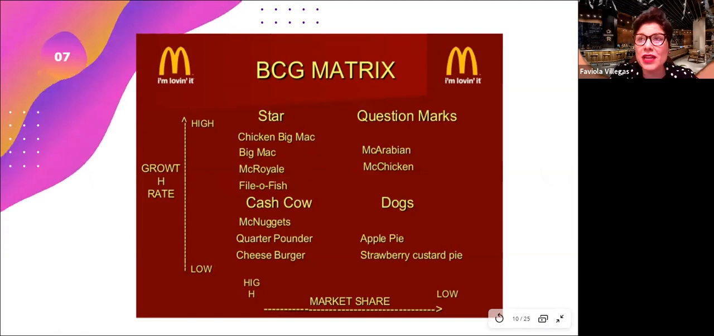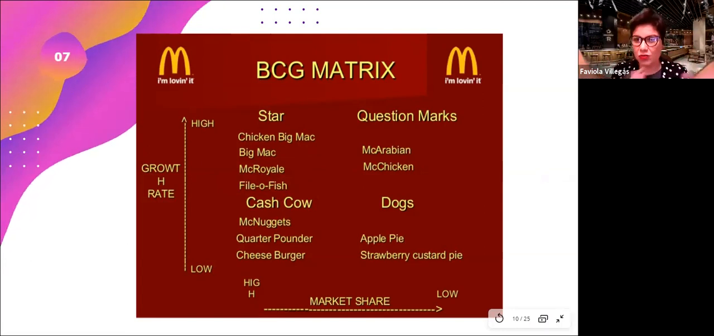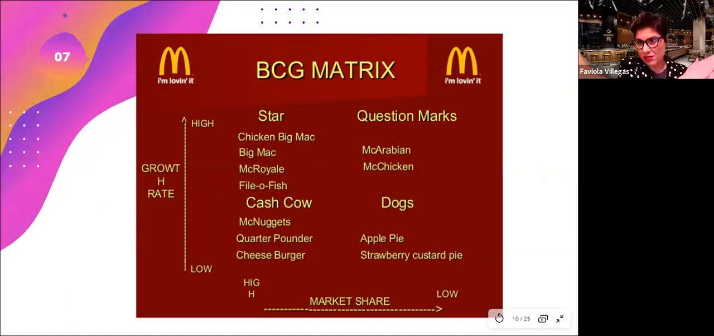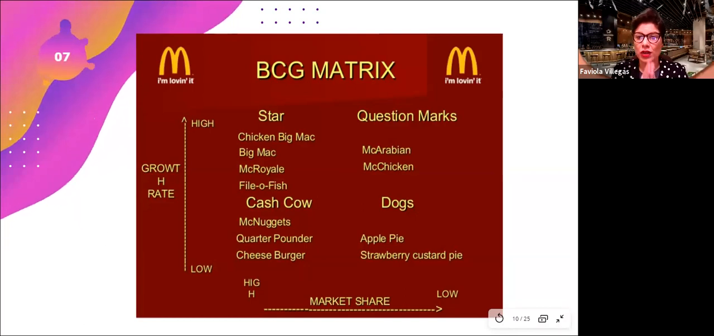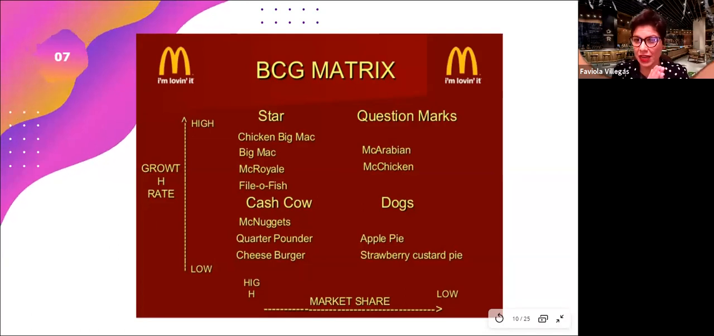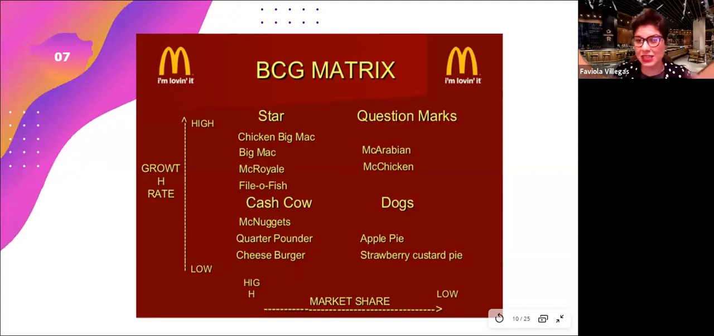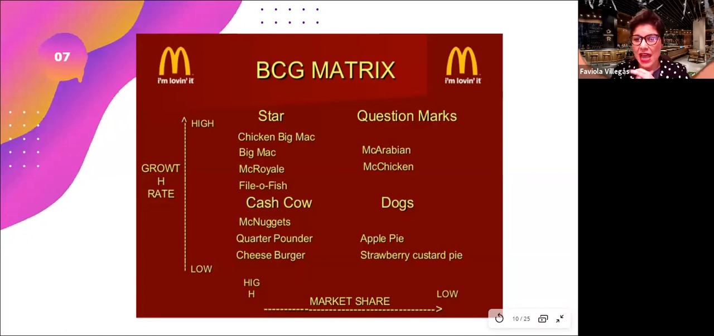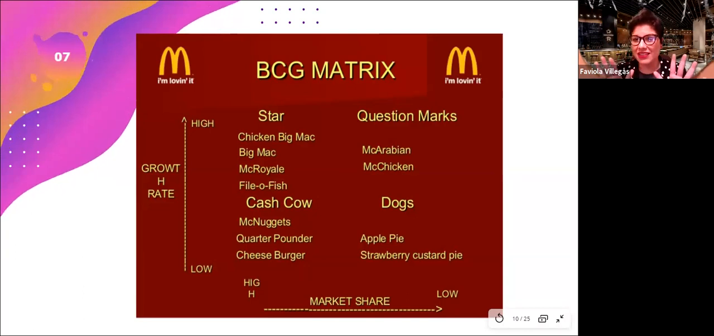So if you make a historical file where you register every sale from 3 months ago until today, you can predict which one is going to be still a dog, a cash cow, a question mark, or a star. So if these products from your menu are the less attractive to your consumers and the sales are not too great, you can count that those are dogs.